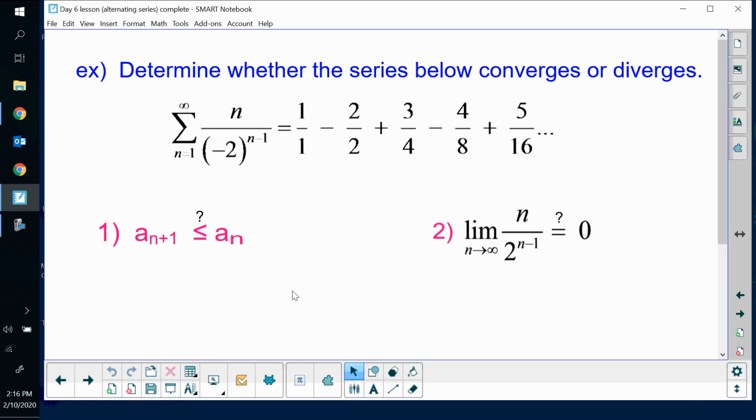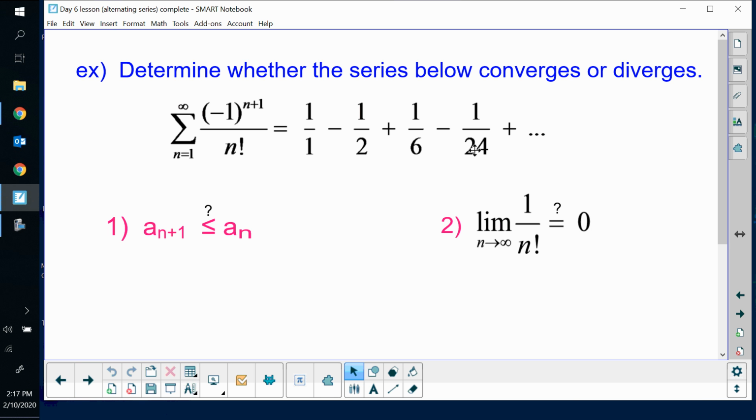So this is just an example to show that sometimes it takes a little while before they start getting smaller and smaller. So notice here they get bigger for a little bit, but now eventually we're getting smaller and smaller. So that does check off number one because eventually they will do it. And the exponential is going to grow a lot faster than the linear, so this will go to 0. So we can say that this converges by the alternating series test.